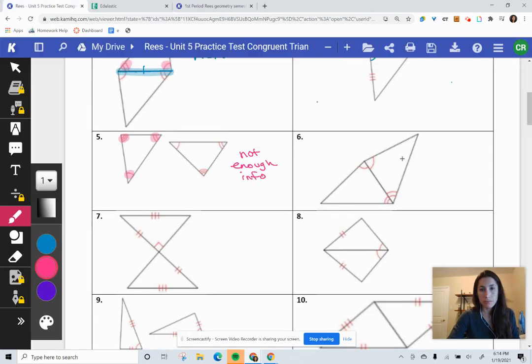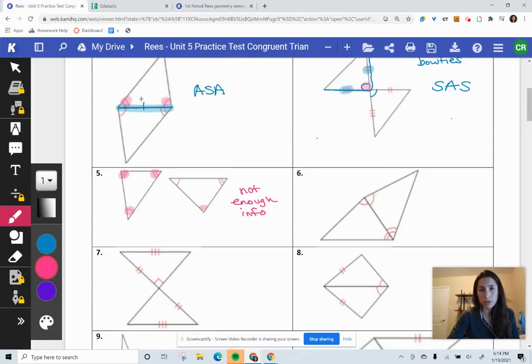Number 6 here. Oh, that looks like just a rotated version of number 3. They've got this common shared side here, and we've got the 2 angles on either side of those. That's going to be angle, side, angle. That's number 6.